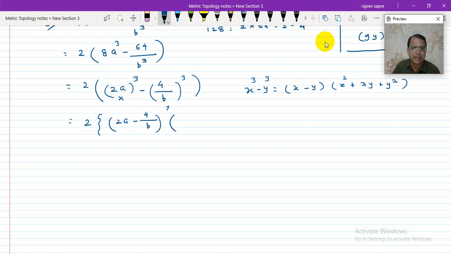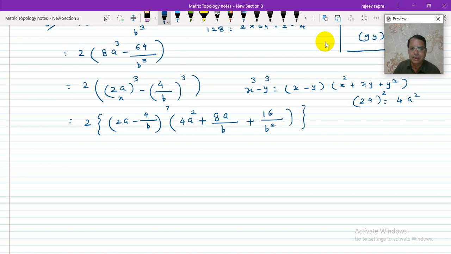What will be the second term? X square, so square of 2a. What is that? 2a square is 4a square. If you are not confident, write it on the side in this way. So this will be 4a squared. Now middle term is xy. So the product of 2a and 4 upon b: 2 and 4 make 8, so 8a upon b, right? Plus y square, y is 4 upon b, square of that. So 4 square is 16, b square is b square, right?